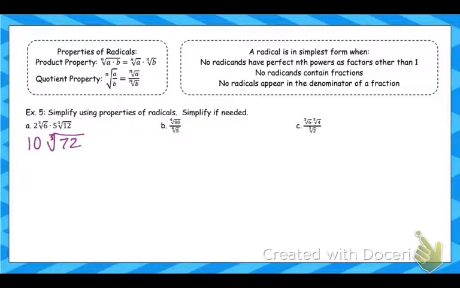Well, 72 is divisible by 8. The cube root of 8 is 2. If I divide that 8 out, I'm left with 9. So I get 2 times 10, which is 20, cube root of 9. Now the other method we could use is factor trees.